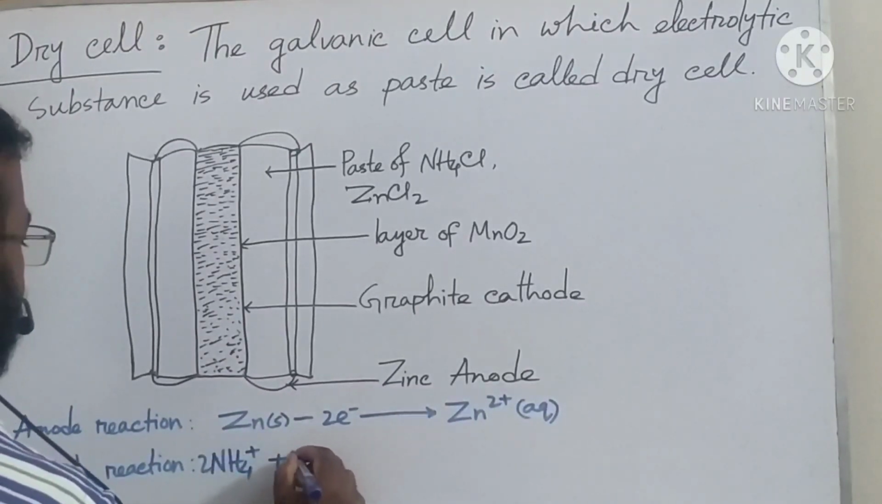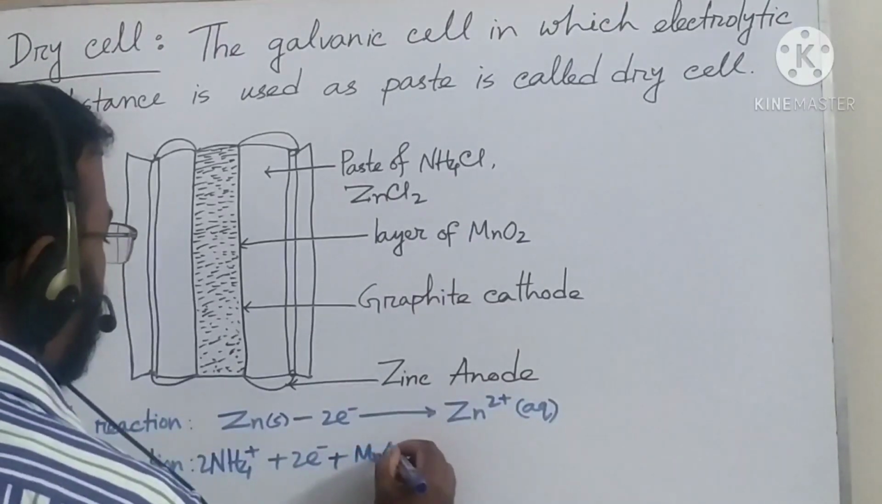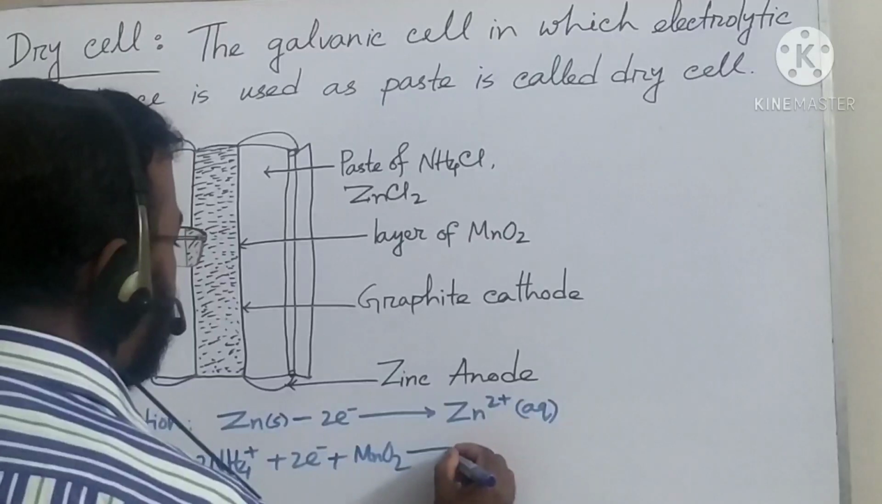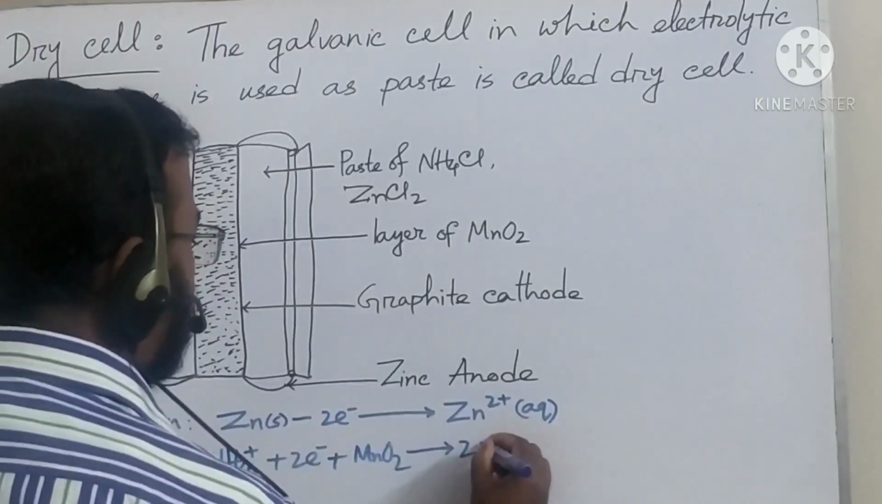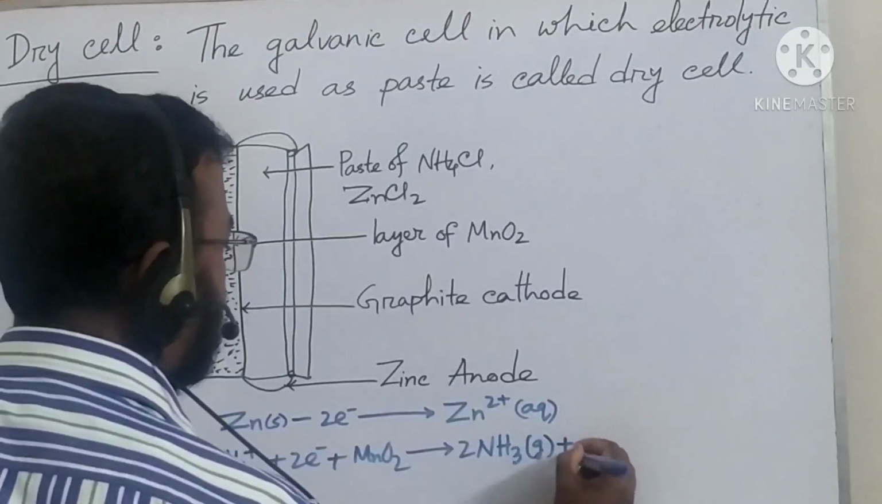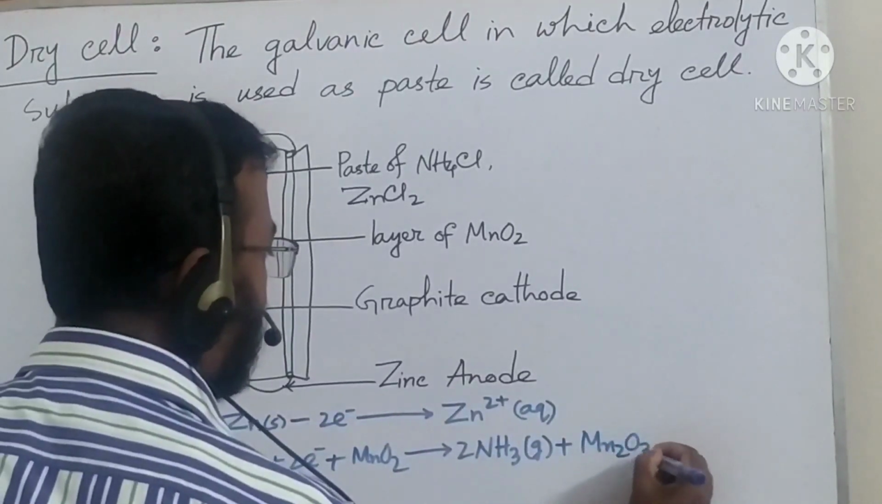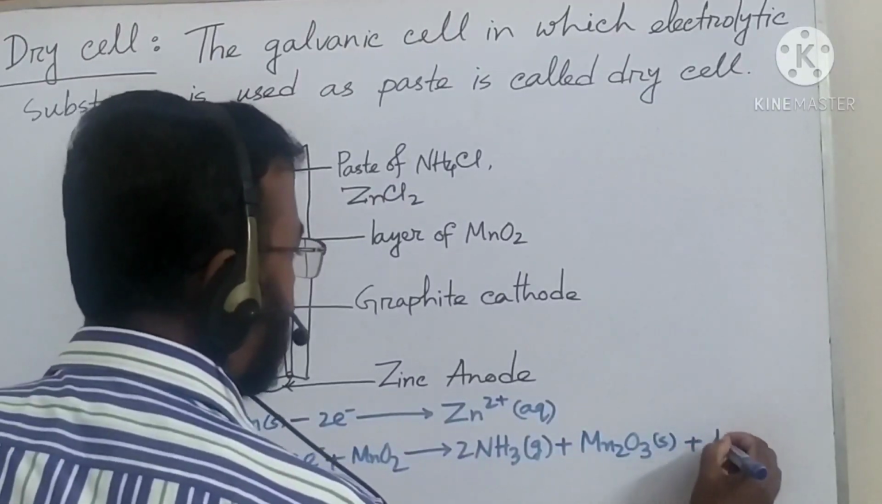Ammonium ion receives that 2 electrons and manganese dioxide, and it produces ammonia gas plus dimanganese trioxide plus water.